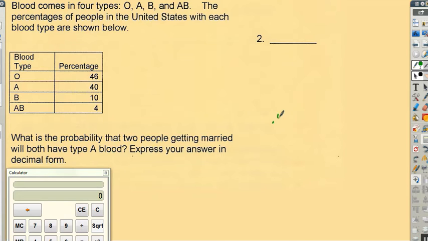So we have 0.4, and that's 1 person, because that's 40%. Times 0.4 gives me 0.16. That one is so easy.